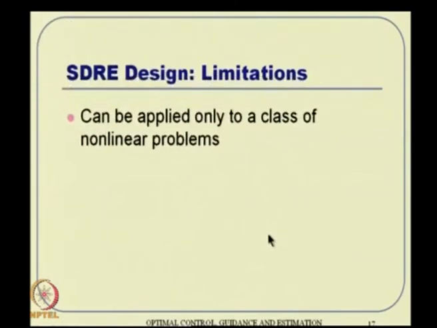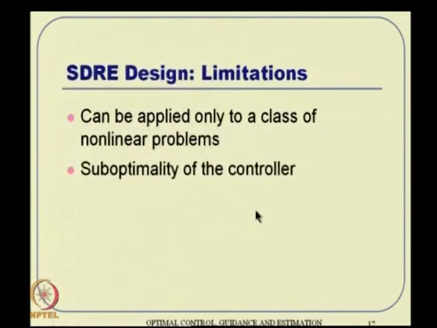The very first limitation is that it can be applied only to this class of nonlinear problems that you are talking about, which is in general true, but still we should remember that it is not a very universal nonlinear control design that you can blindly take and apply to any nonlinear problem. The second is obviously we have to live with suboptimality in general. Only when you have a scalar problem do you have optimality, but in general you have to just be happy with the suboptimality of the controller.